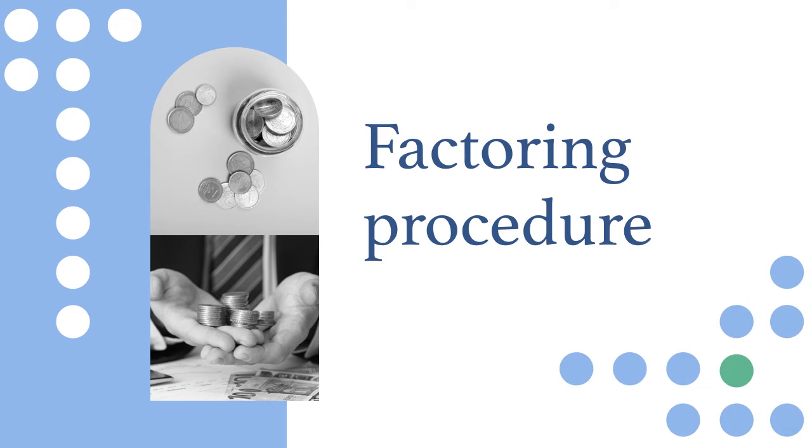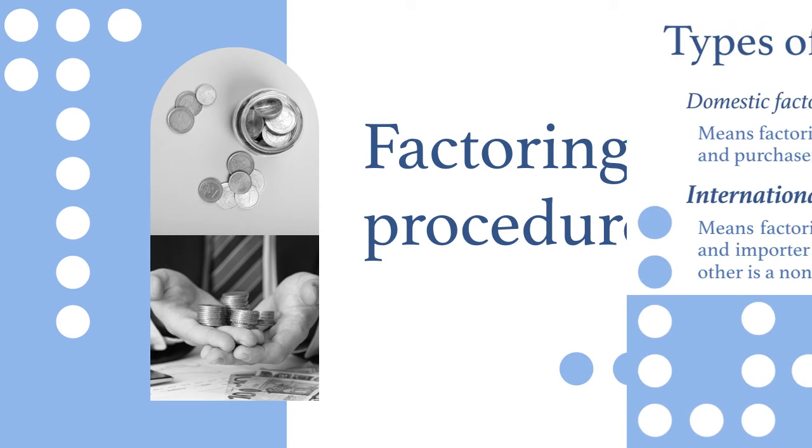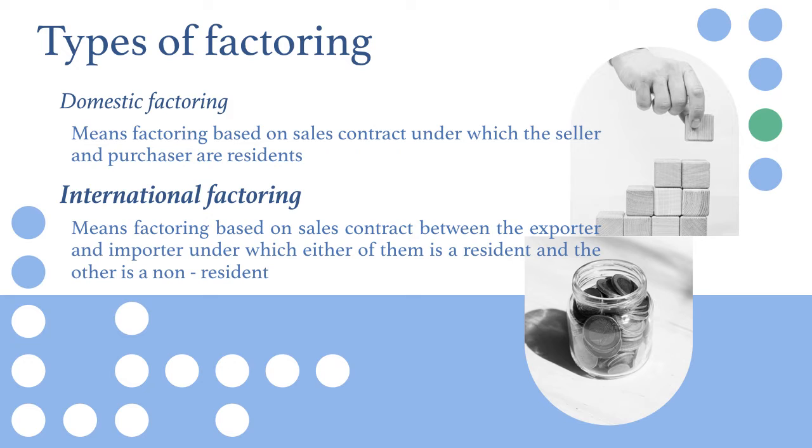After knowing the participants, now, let us study the types and procedure of factoring. There are domestic factoring and international factoring. Domestic factoring means factoring based on a sales contract under which the seller and purchaser are residents. In short, they come from the same country.